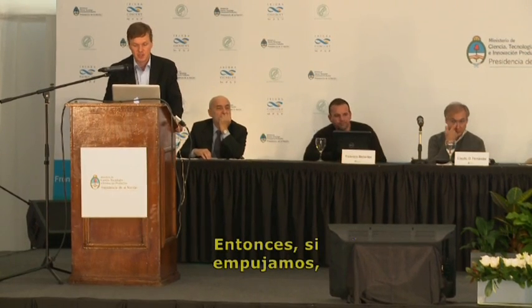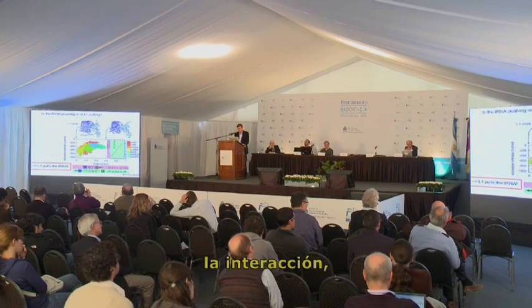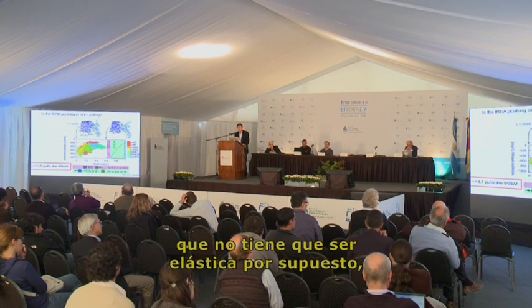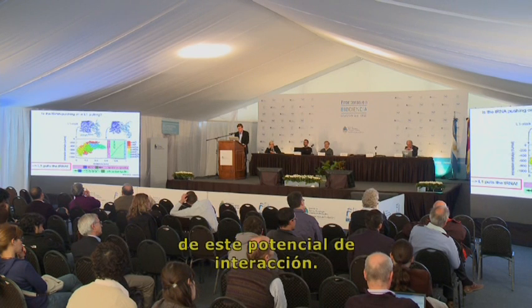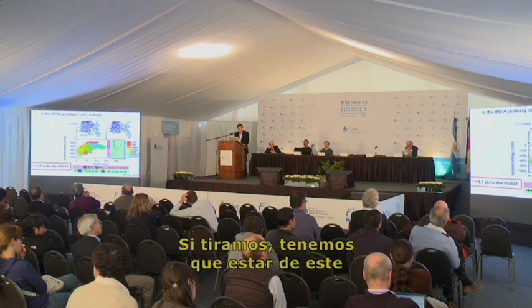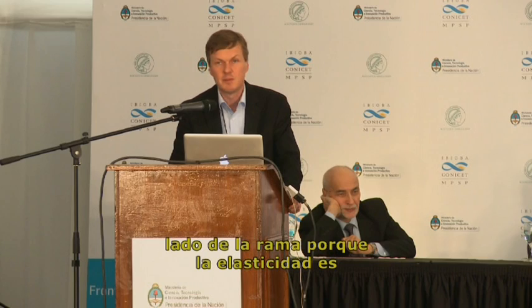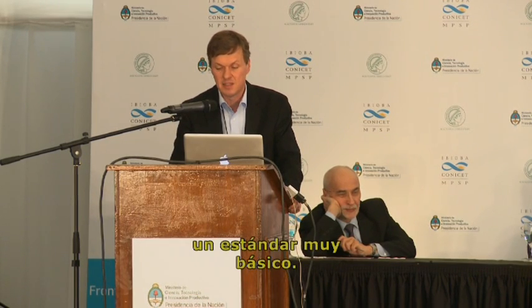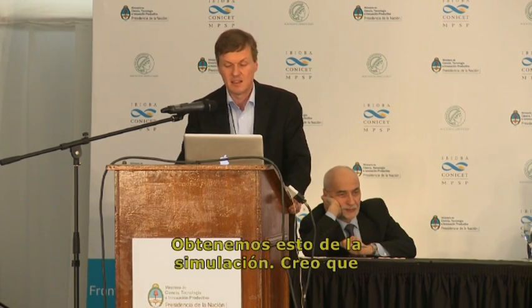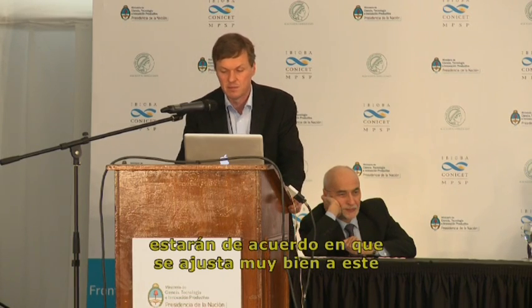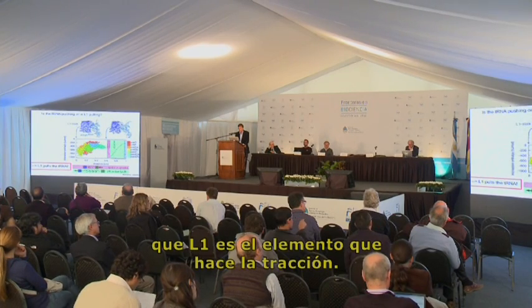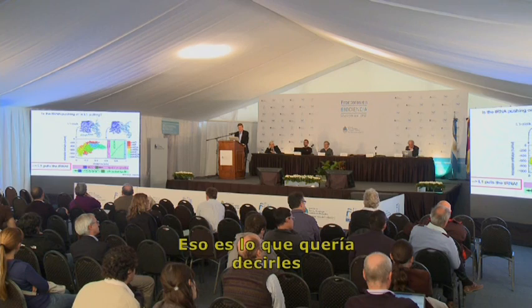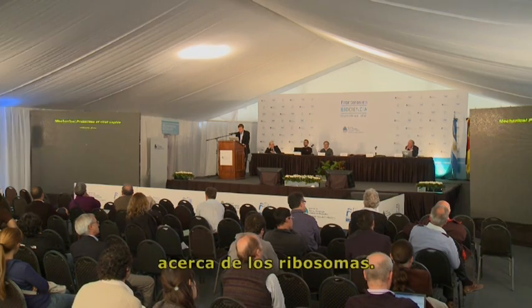So if we are pushing, then the spring here, the interaction, which doesn't have to be a spring, of course, is repulsive, and we have this branch here of this interaction potential. If we are pulling, we have to be on this side of the branch, because the spring is extended. Now, from the simulation, we get this, and I think you will agree that this fits very nicely on this branch, and certainly not on this, from which we can establish that the L1 is here the pulling agent. All right, that's what I wanted to tell you about the ribosome.